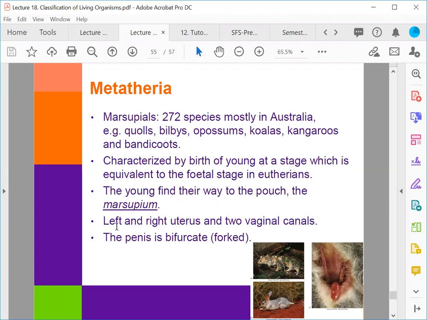All right, the marsupials, very oddly, the females have a left and right uterus and 2 separate vaginal canals. The male of the species has a penis that is bifurcate, that is, it's forked.